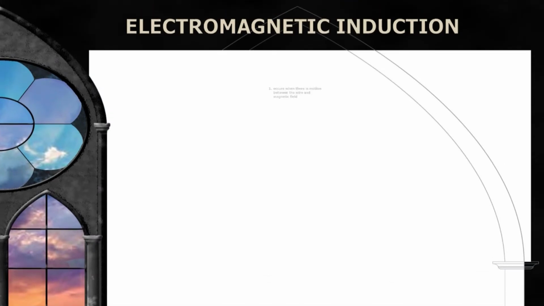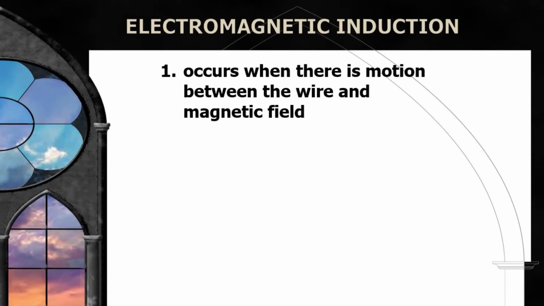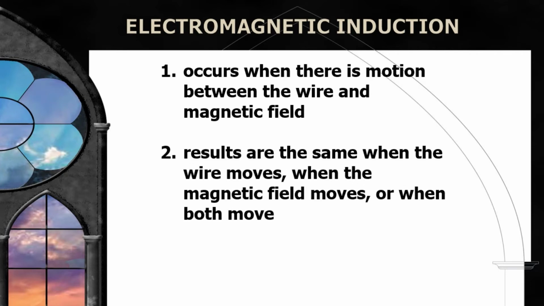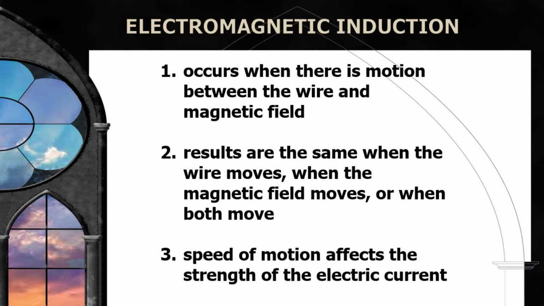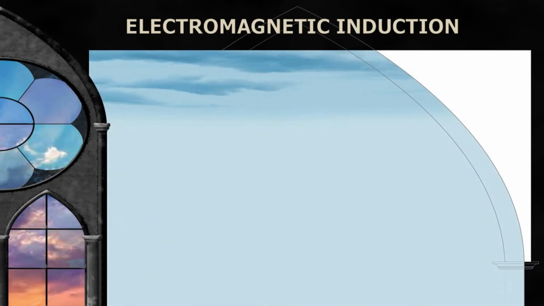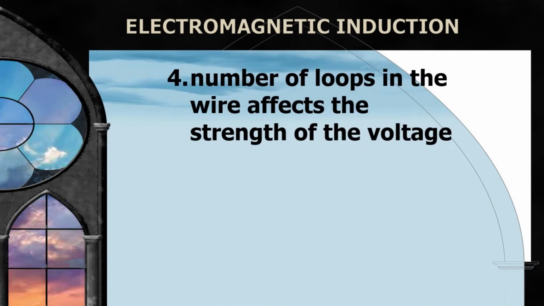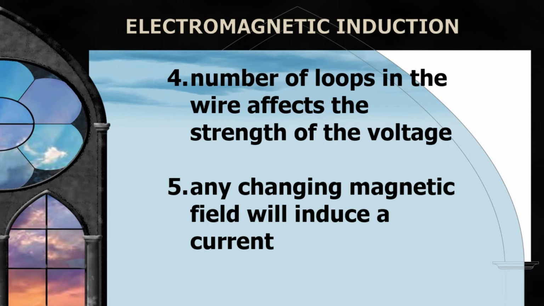To sum up everything about electromagnetic induction, the first one: it occurs when there is motion between the wires and the magnetic field. Next, the results are the same when the wires move, when the magnetic field moves, or when they are both moved. Third, the speed of motion affects the strength of the electric current. Number four, the number of loops in the wire affects the strength of the voltage. And the fifth one, any changing magnetic field will induce a current.